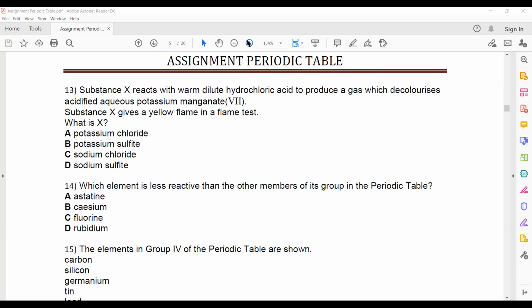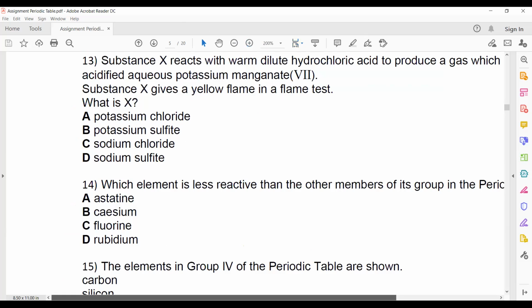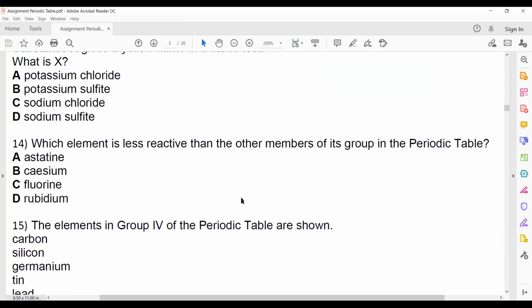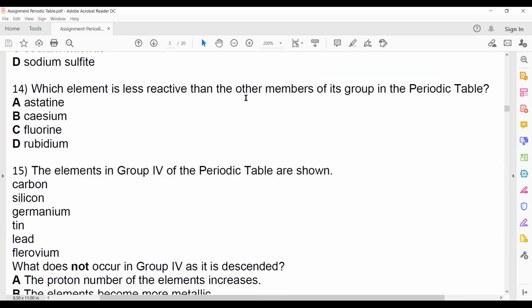In the next question, which element is less reactive than other members of its group? Astatine, cesium, fluorine, rubidium. Cesium and rubidium are group 1 and astatine and fluorine are group 7. For group 1, as we go down the group, the reactivity increases. But for group 7, as we go down, the reactivity decreases. So astatine, A, is the right answer.